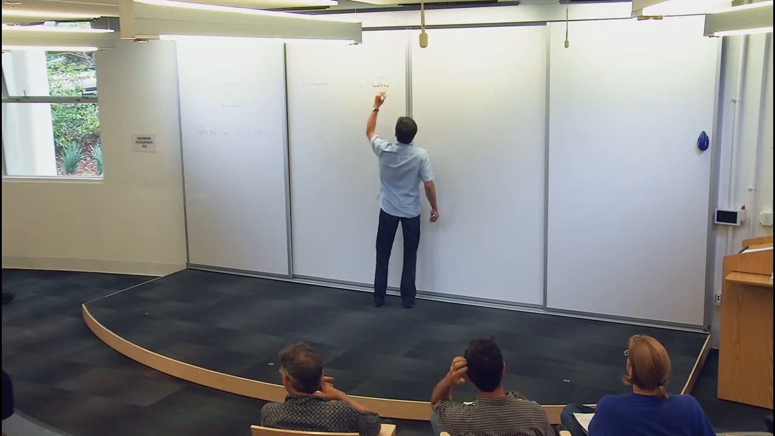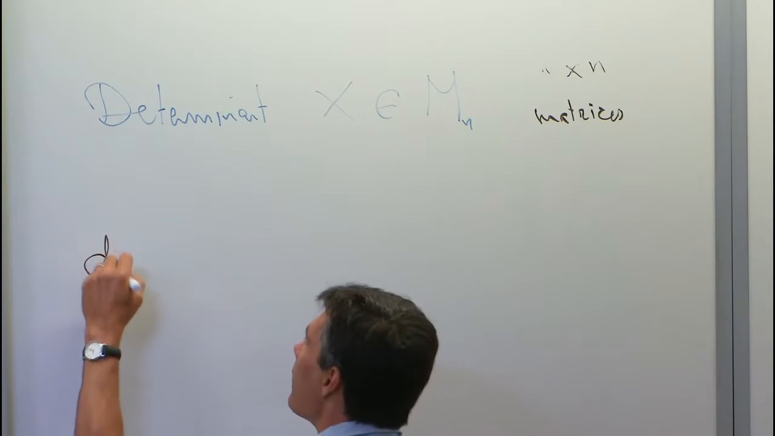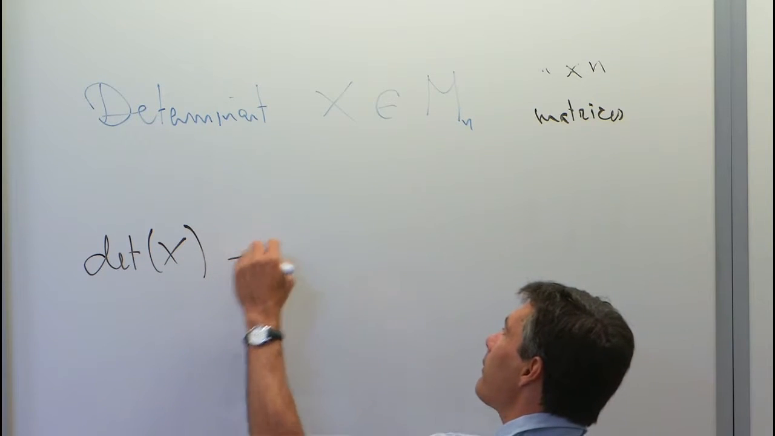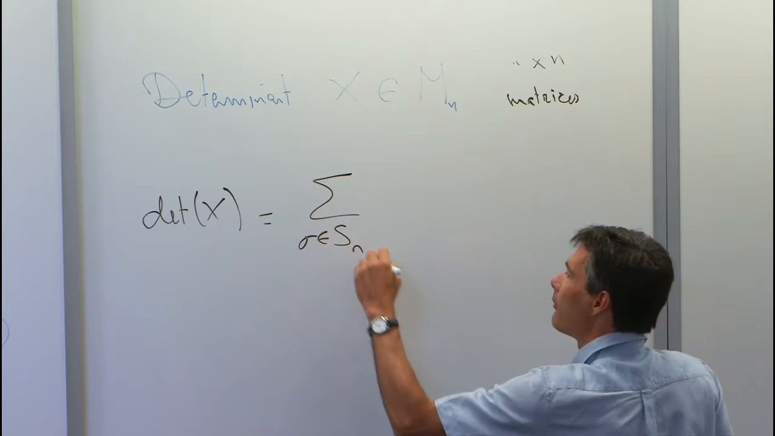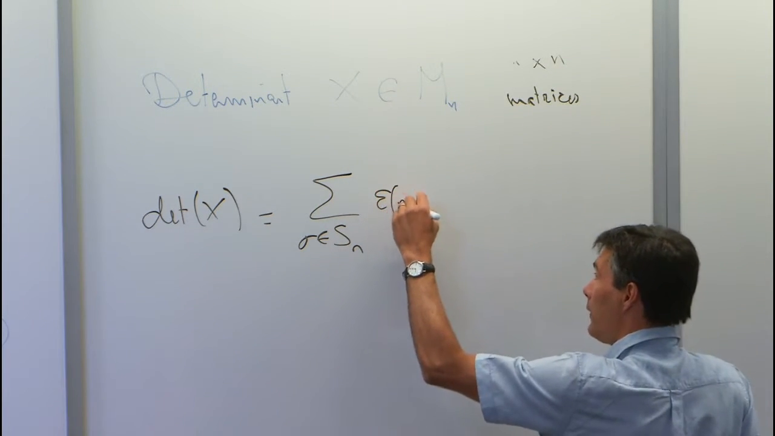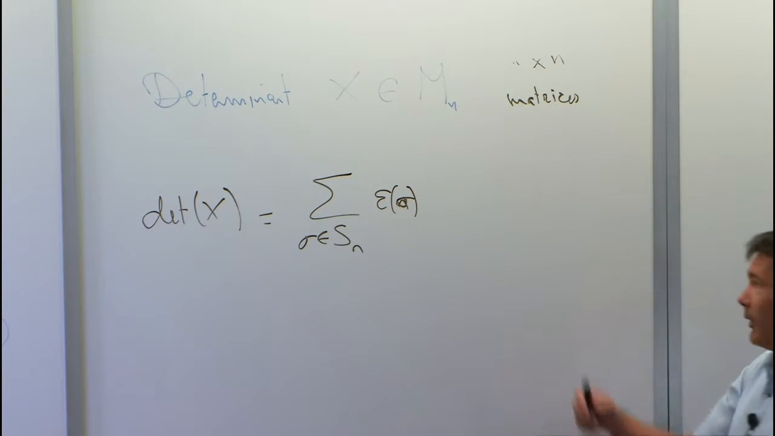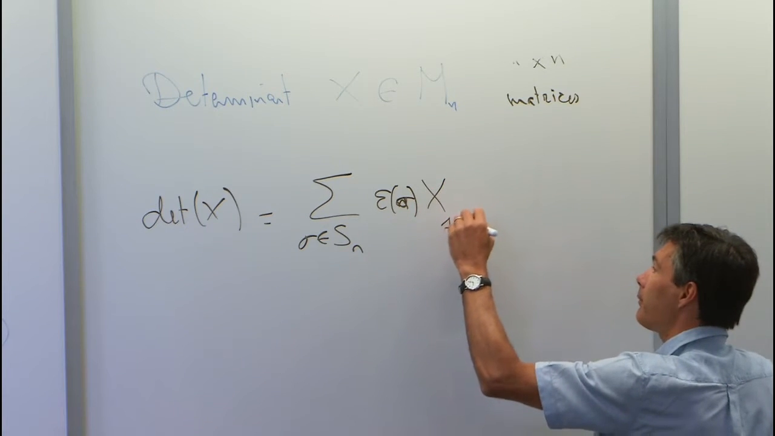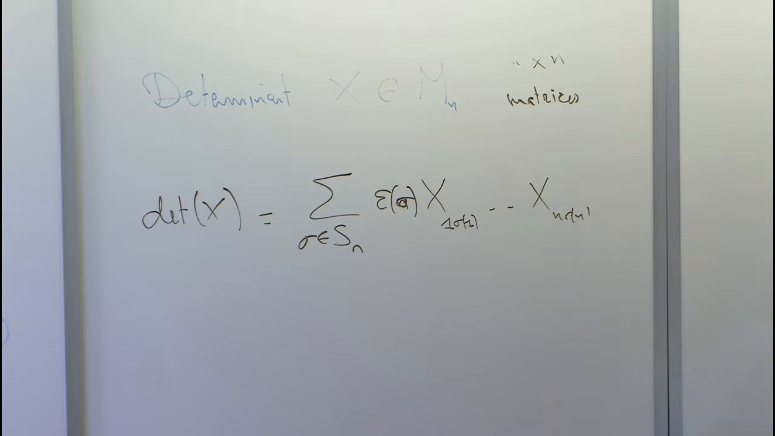Okay. So n times n matrices. Of course you know that the determinant can be expressed as a sum over permutations. This is the set of permutations of n symbols. Permutations have signs, which are denoted by epsilon sigma. And you have this very familiar expression.